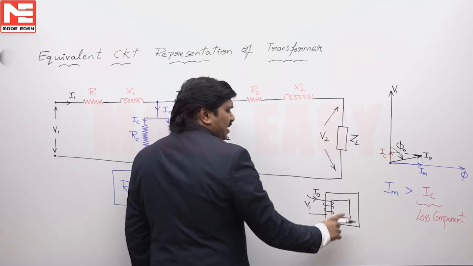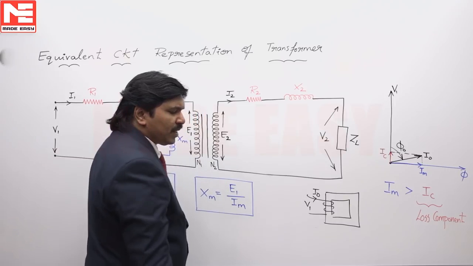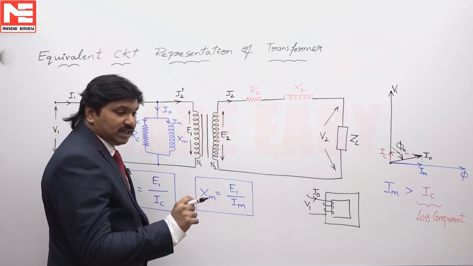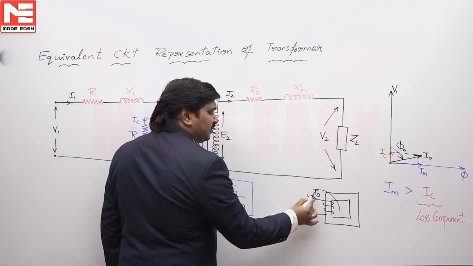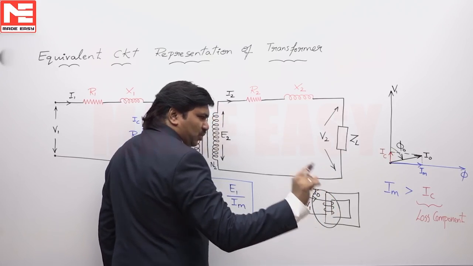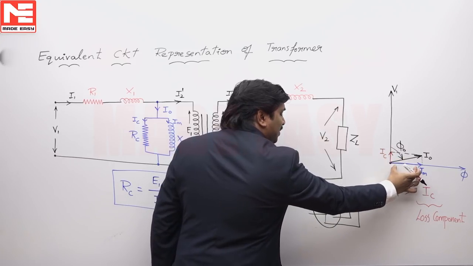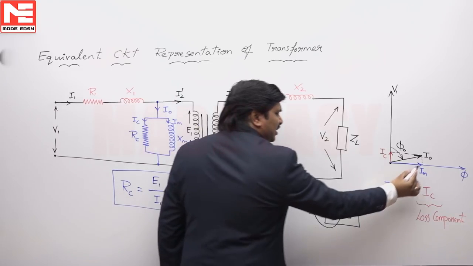Practically, we know transformer losses are very small. When transformer losses are small, transformer no load losses are much low. So, on no load condition, the current drawn to supply losses is very low. This is the loss component. This is the magnetizing component, ZPF lagging current, zero power factor lagging current.